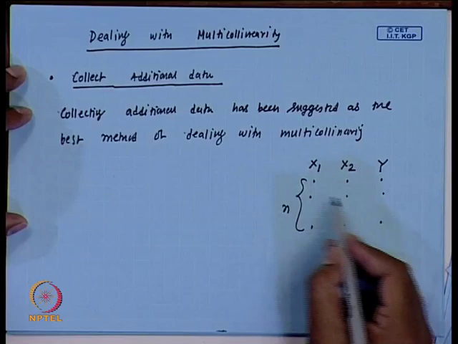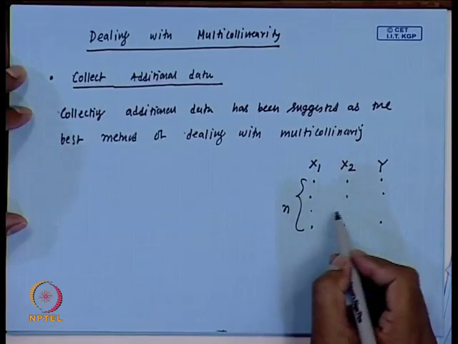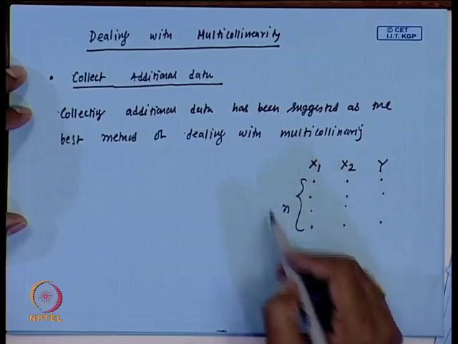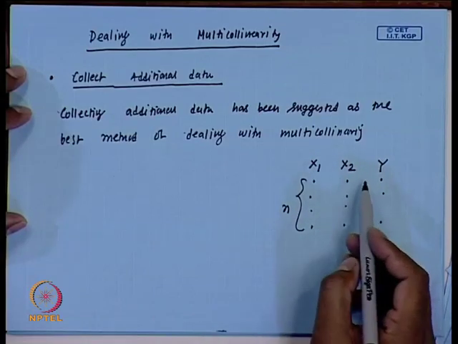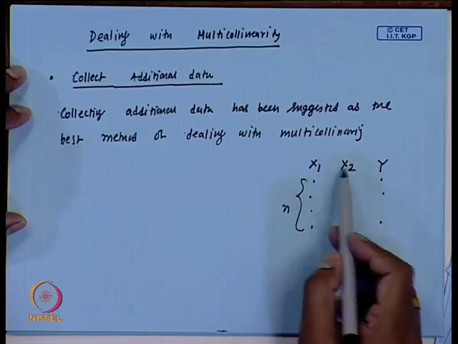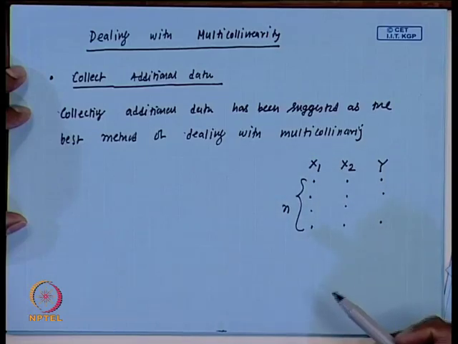So what we do is that we collect some more data, say another m data, to break the existing multicollinearity in the present data. Okay, so these two regressors are linearly dependent. That's why multicollinearity exists, because of the linear dependence between these two regressors.